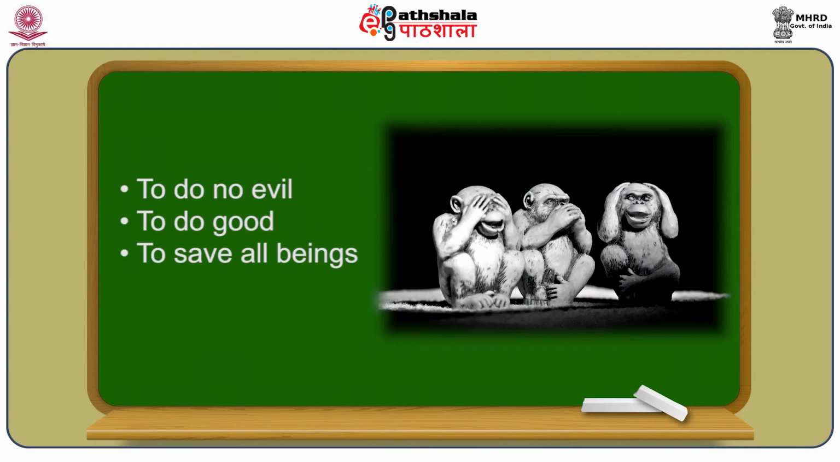Now the 3 pure precepts. Some Mahayana Buddhists also vow to uphold the 3 pure precepts, which are associated with walking the path of the Bodhisattva. What are these 3? These are to do no evil, to do good, to save all beings. So we have these 3 categories of pure precepts, which are associated with walking the path of a Bodhisattva. And these 3 are to do no evil, to do good, to save all beings.